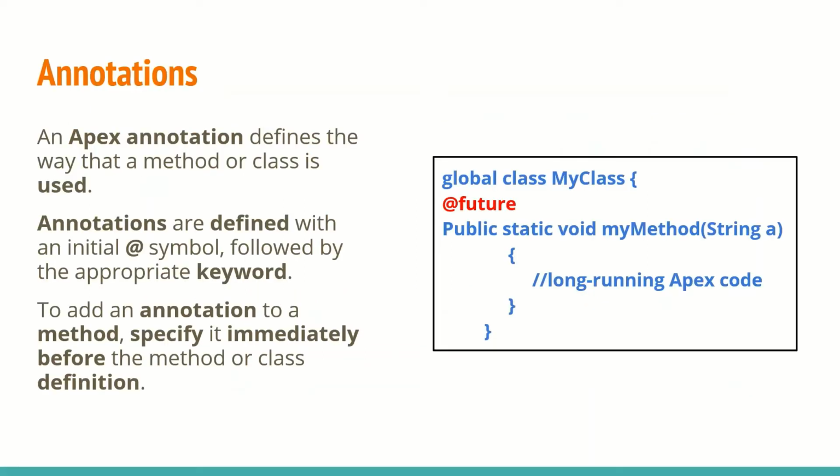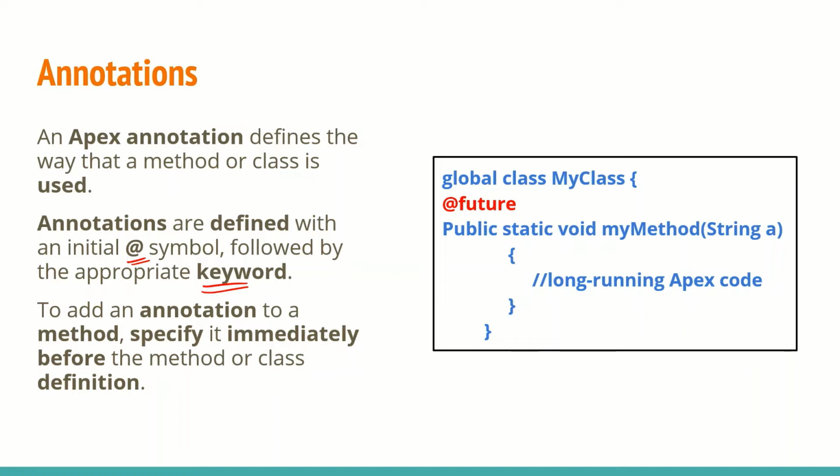So let's start. So what is an annotation? An Apex annotation defines the way that a method or a class is used in the system. Annotations are defined with the initial symbol, that is the @ symbol, followed by the appropriate keyword. So these keywords are reserved keywords. You cannot define any annotation as a custom one. You have to use the particular annotations which are there. The name should be proper, and it will be as per the documentation provided by Salesforce.